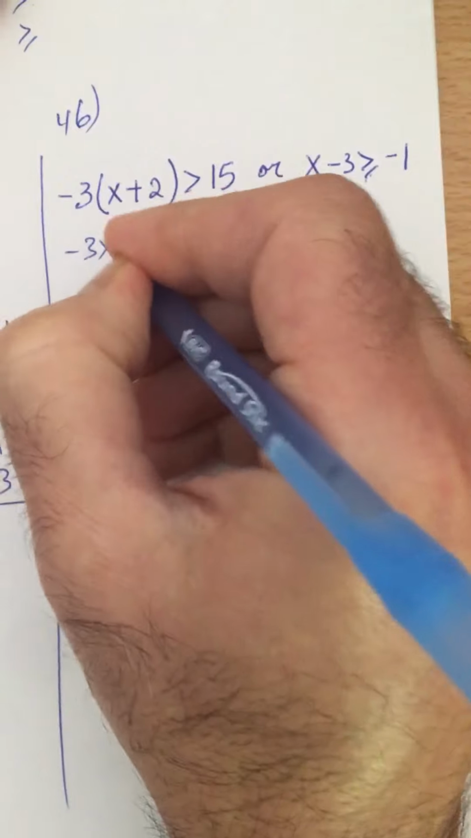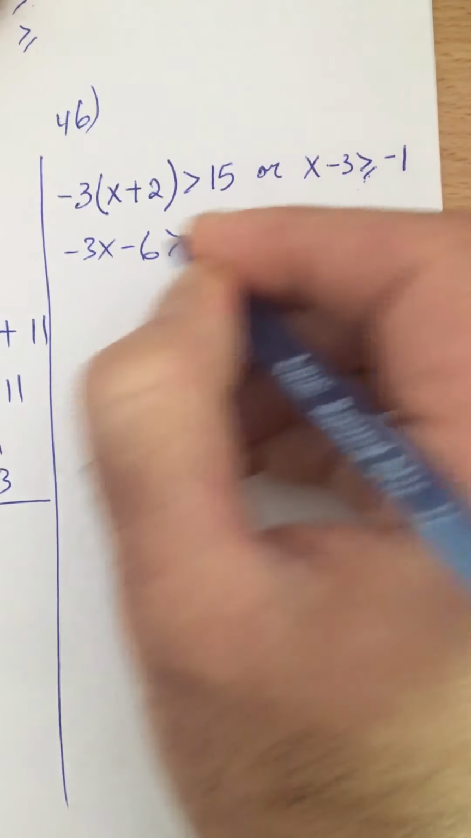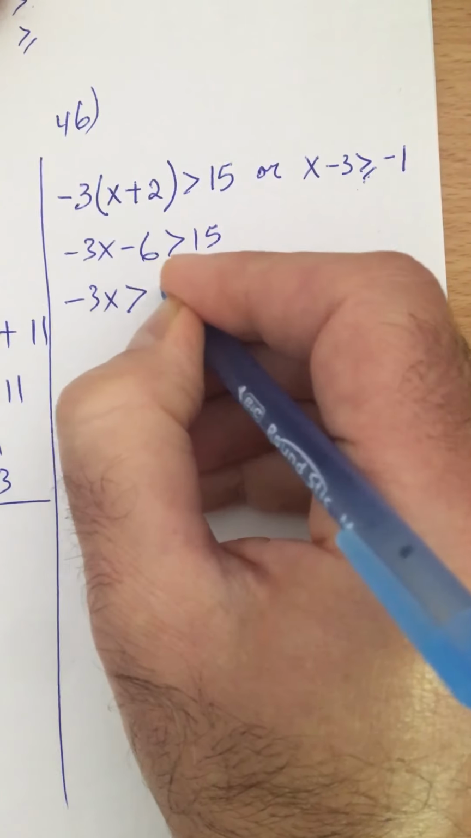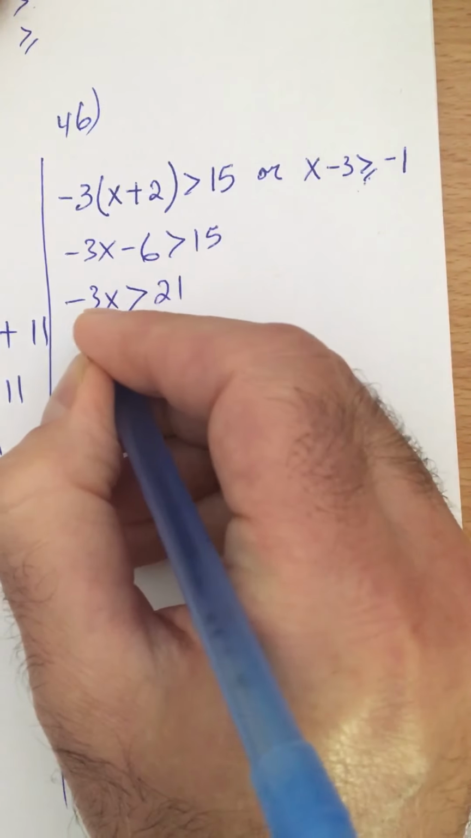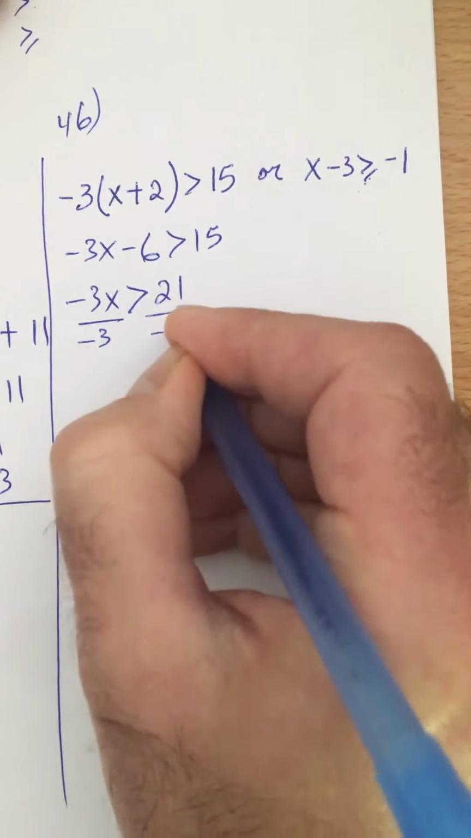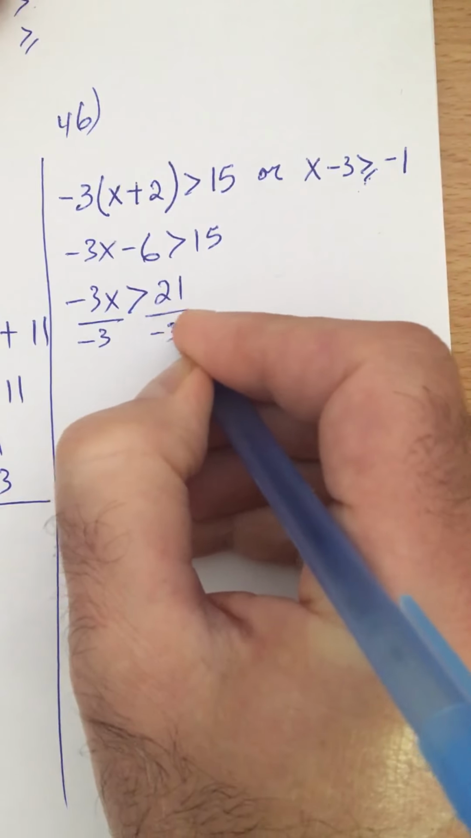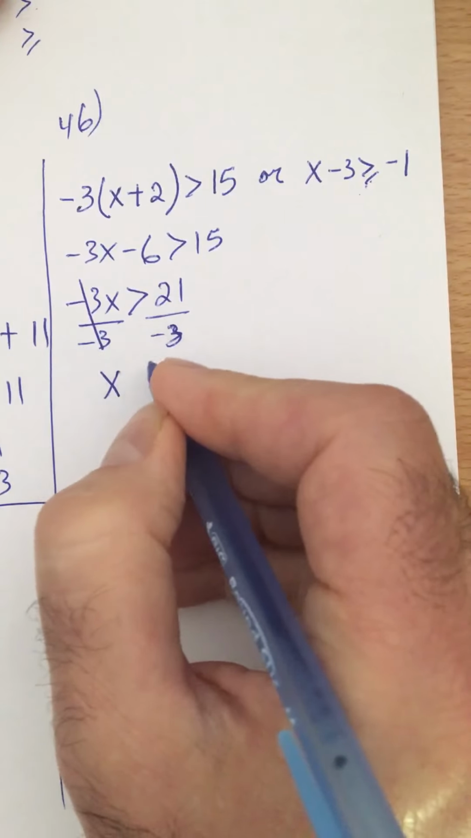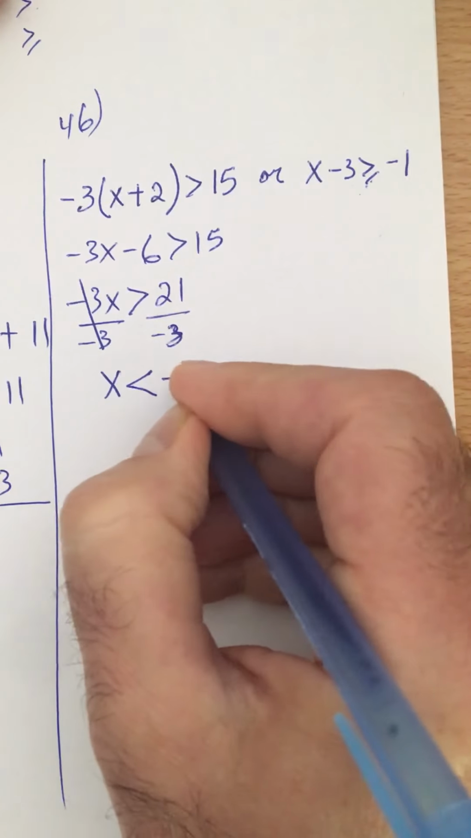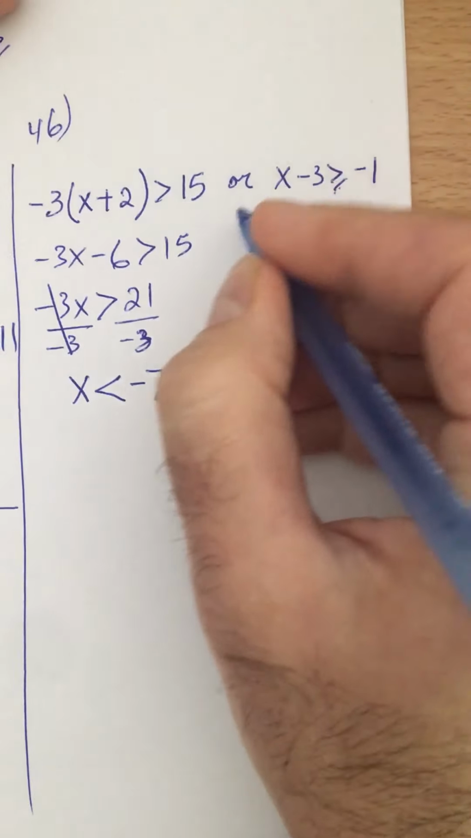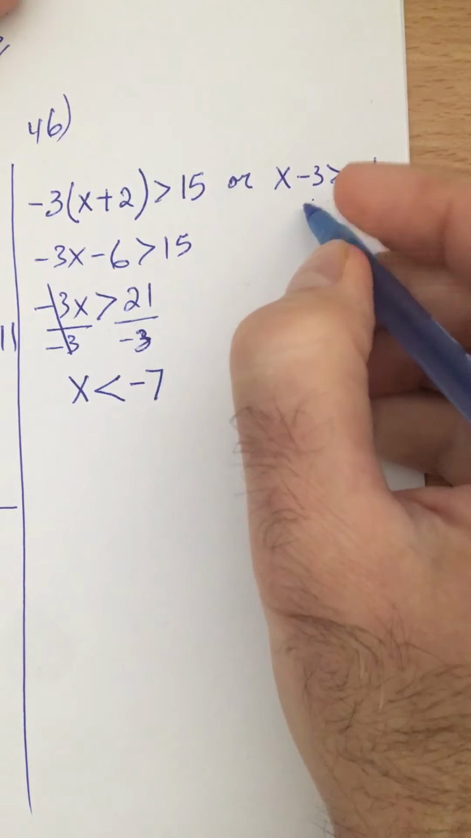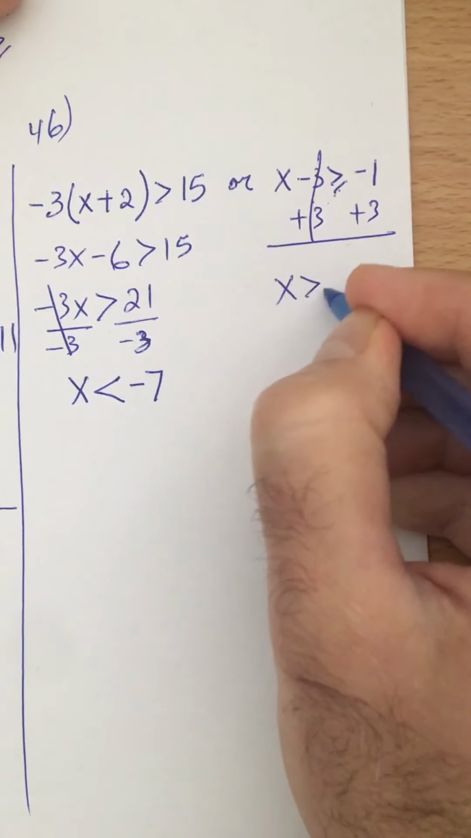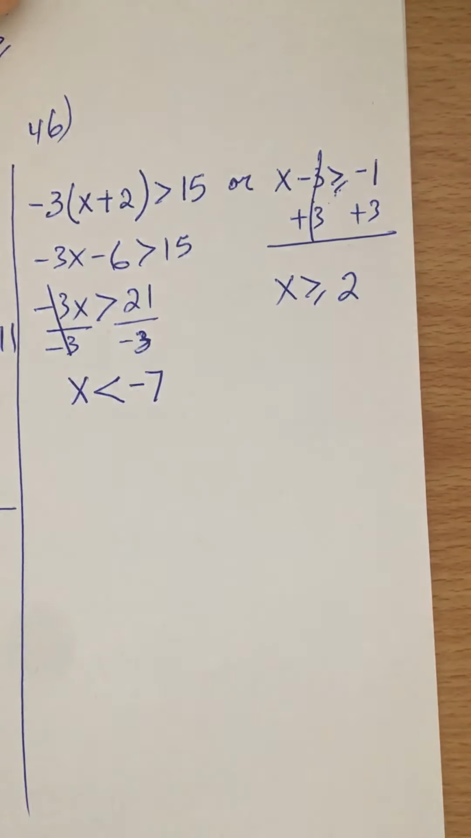So negative 3x minus 6 greater than 15. Negative 3x, you add 6 to both sides, gives you 21. You divide by negative 3 because negative 3 is being multiplied by x. So now we're dividing by negative, so we flip the inequality sign. So x is less than negative 7. Now here, on this one, I'm going to add 3 to both sides. So x would be greater or equal to 2.